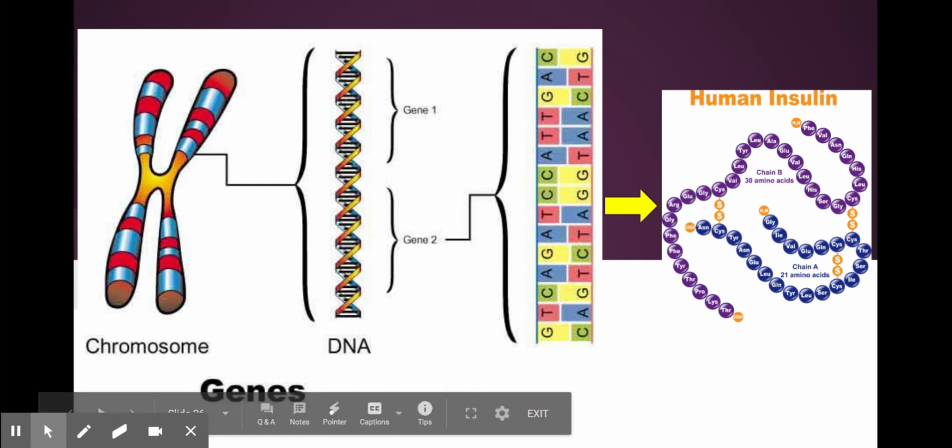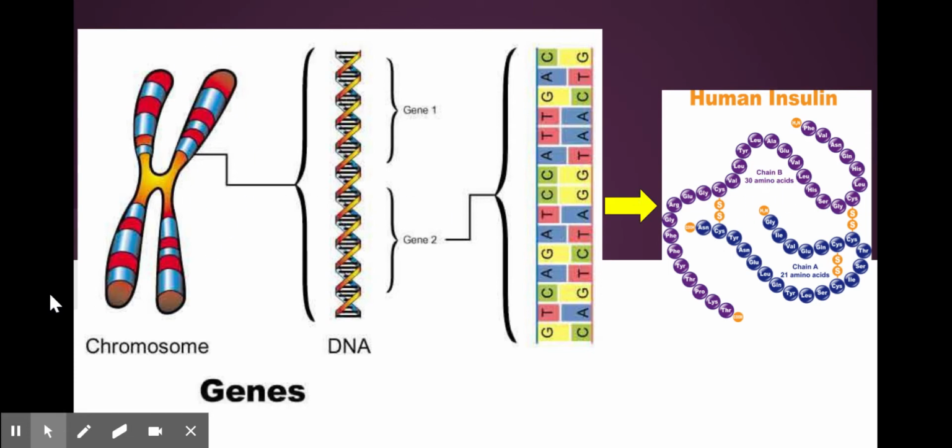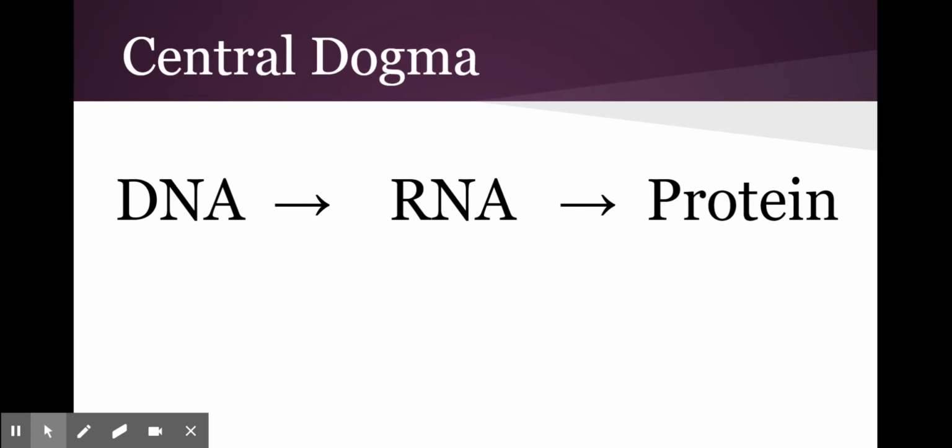So this slide is a visual walkthrough of where we're at right now. We're talking about regions of a chromosome that code for a protein. You guys have seen this before. This is the central dogma.